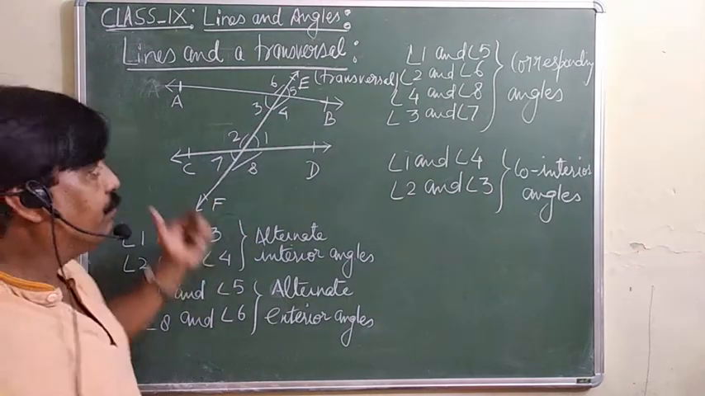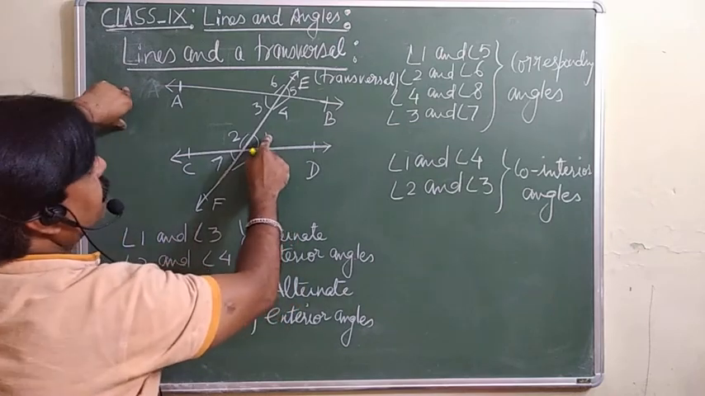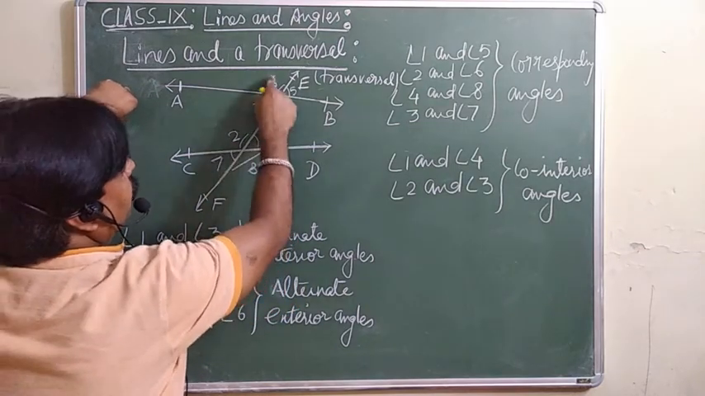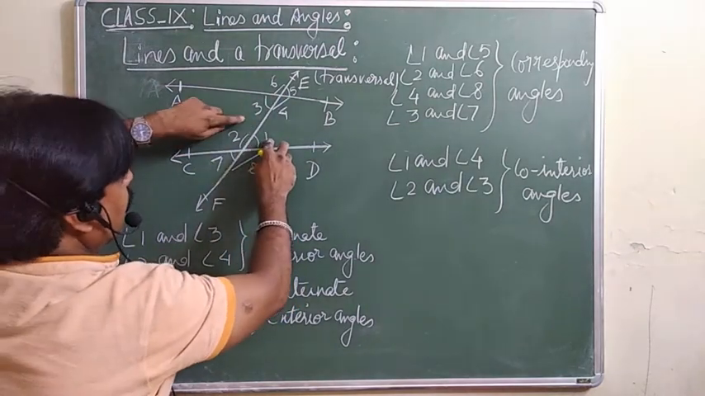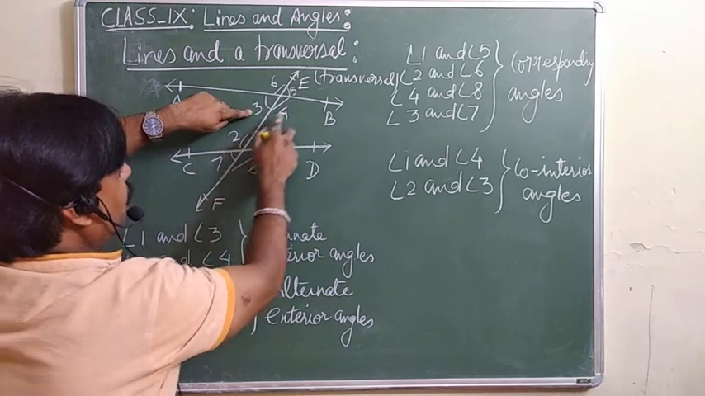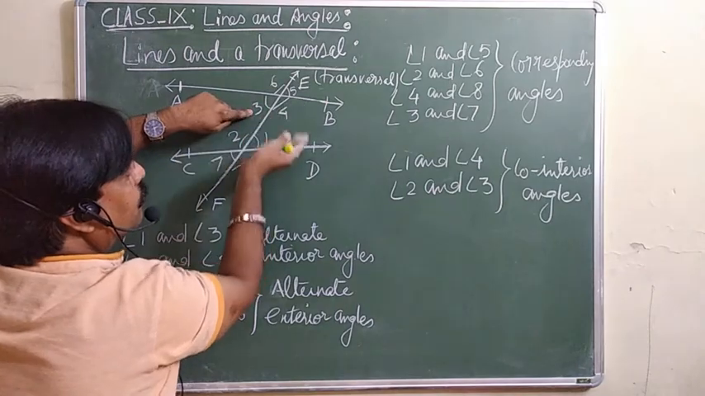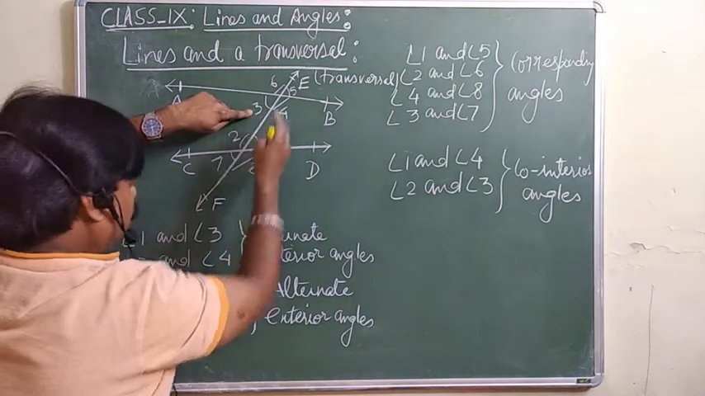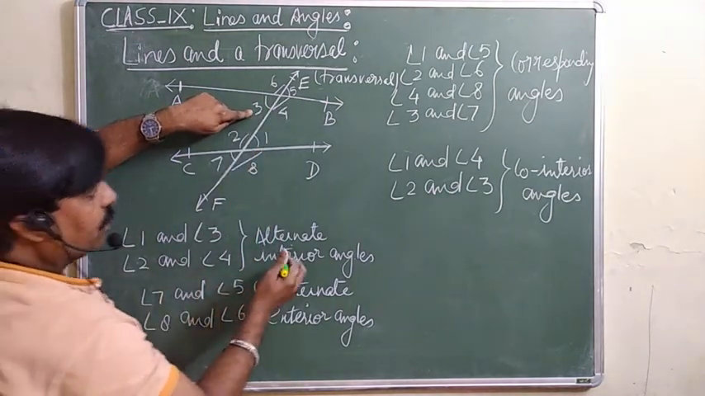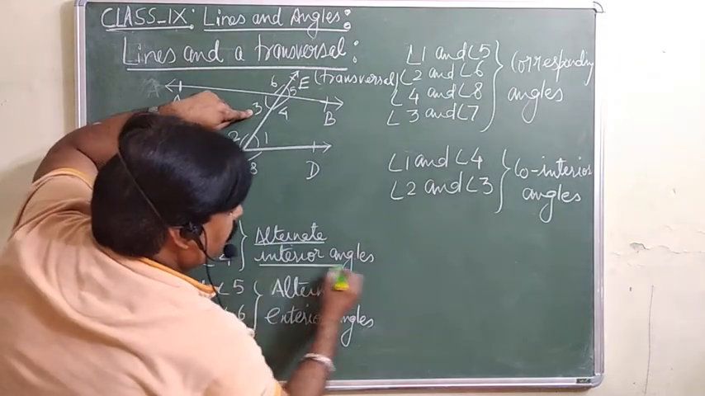What are their names? See, for my own convenience I have given the numbers 1, 2, 3, 4, 5, 6, 7, 8. Here are angles 1 and 3, 2 and 4. Angle 1 and this one, both are interior but on opposite sides. Angles 1 and 3, and 2 and 4, are known as alternate interior angles.